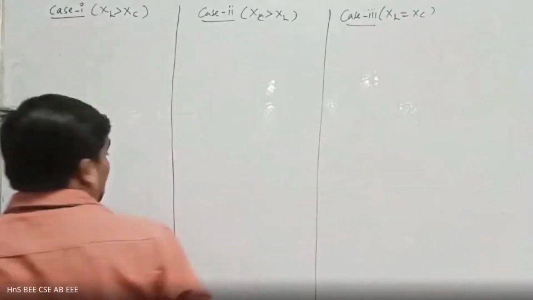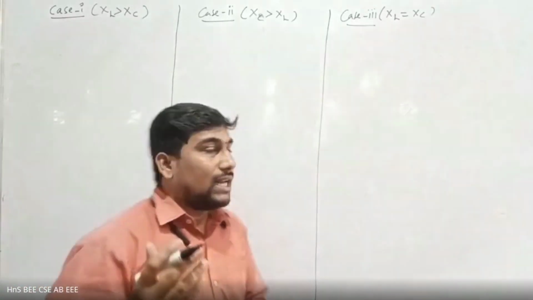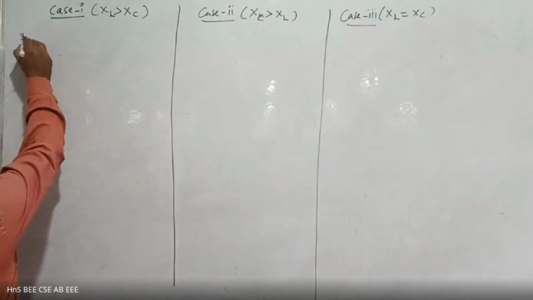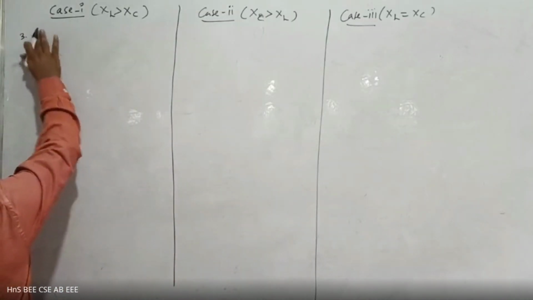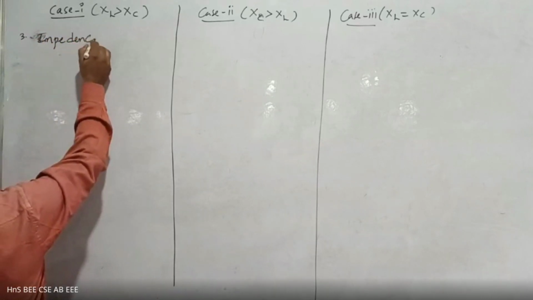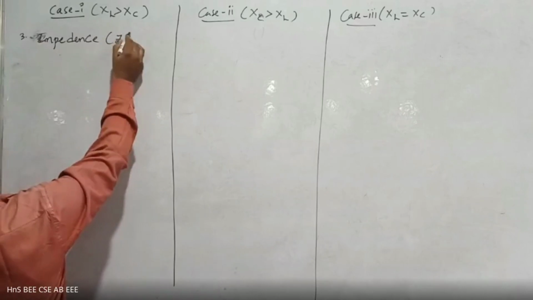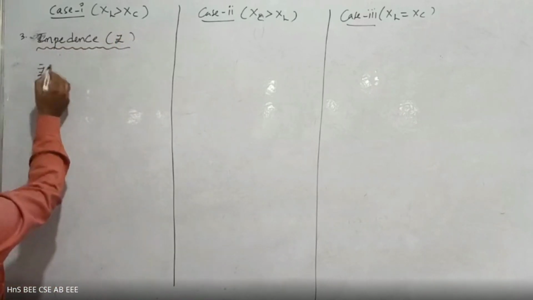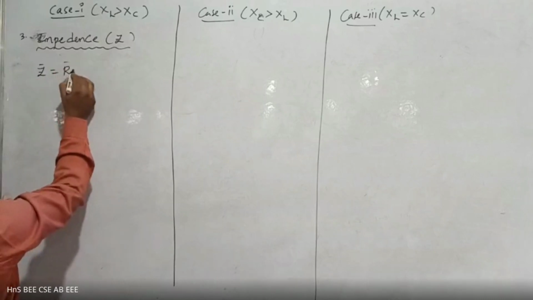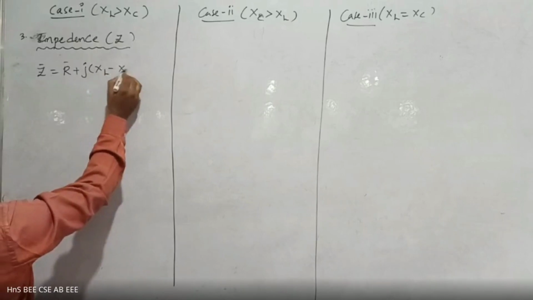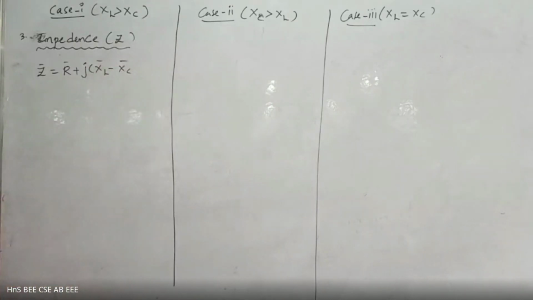Coming to the third point, already two points are over. The first point is the diagram and the second point is VIP. The third point is impedance, that is Z. Impedance is represented with Z. Z equal to, in vector form, R bar plus j into XL minus XC. This is the impedance vector formation.